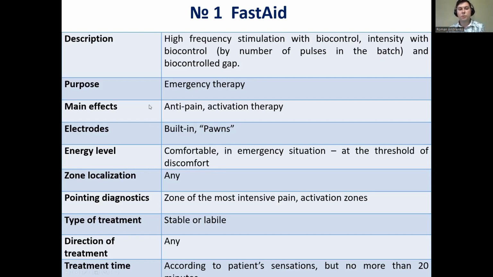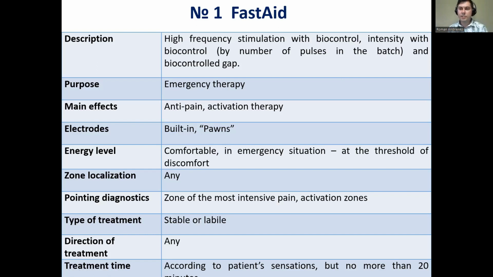It can be performed both with built-in electrodes or with the ponds. It is designed specifically for a metal electrode. You can move it in any direction, and the treatment time is measured according to patient sensations, but no more than 20 minutes. Because remember, this preset is something that you don't use every time or every day. This is really for emergency.